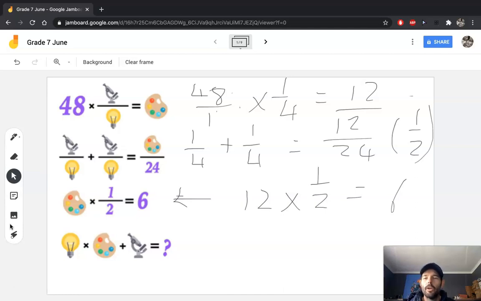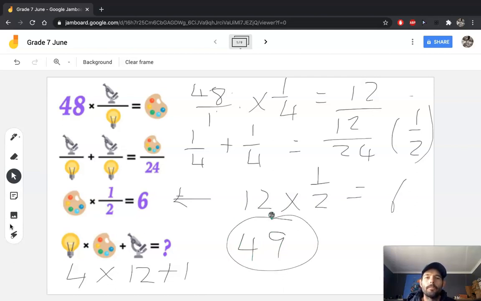Okay, now we go to the bottom line and we know the light bulb is equal to 4. The paint is equal to 12 and the microscope is equal to 1. So what order do we do this operation or this equation in? And you know multiply comes first. So 4 times 12 is 48 plus the 1 is 49. And that's our final answer.